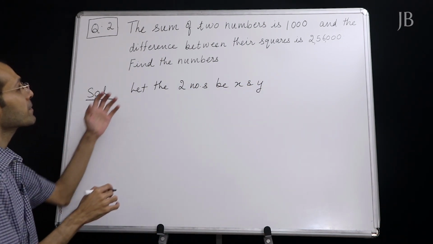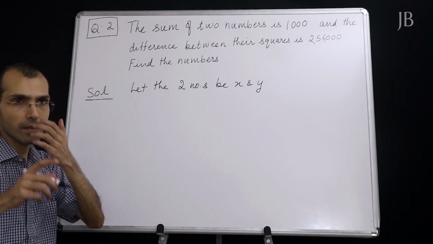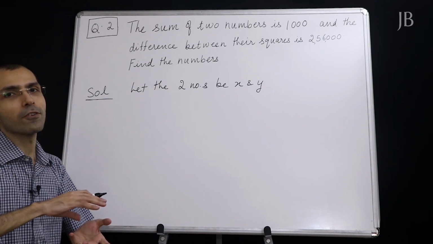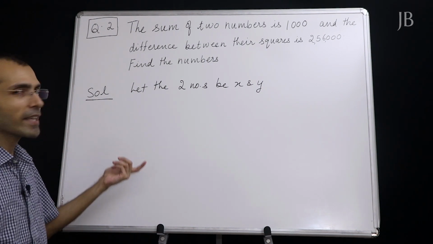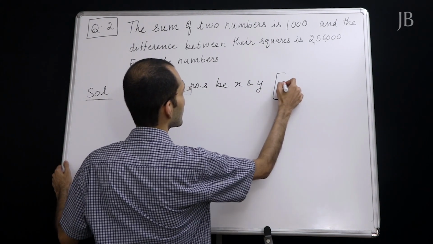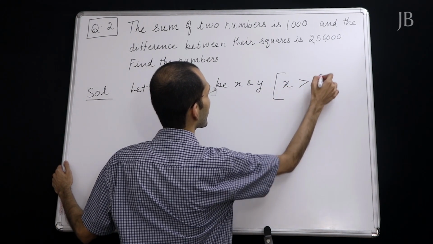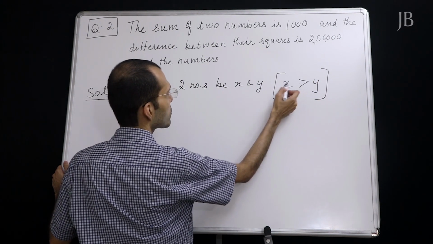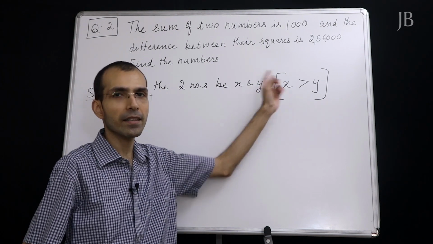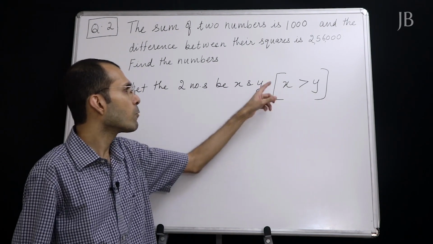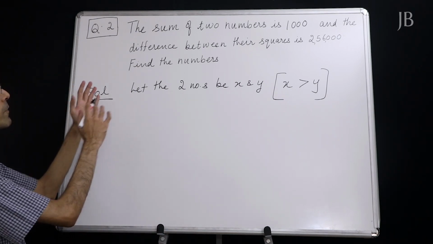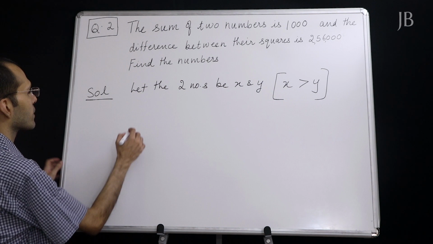Now see, they have said difference between the squares. Whenever we take difference, the bigger number should come first. So out of x and y, anything can be big. So we will have to specify which you are taking as the bigger one. So we will say x greater than y, like the open mouth is towards x. So here we are taking x greater than y. You could even take y greater than x, no problem, but specify that.